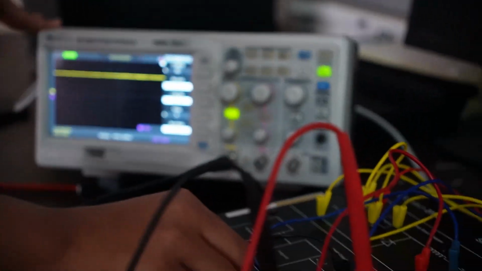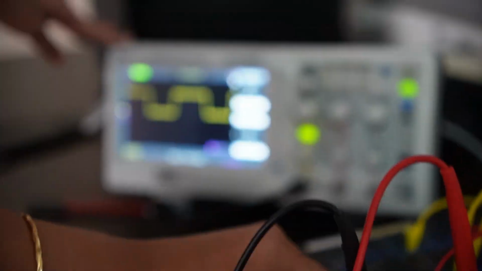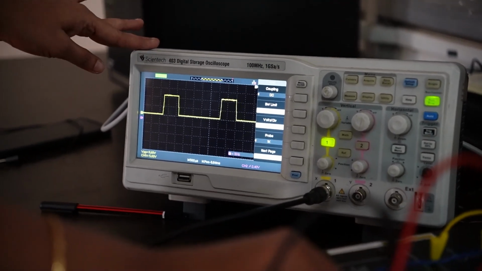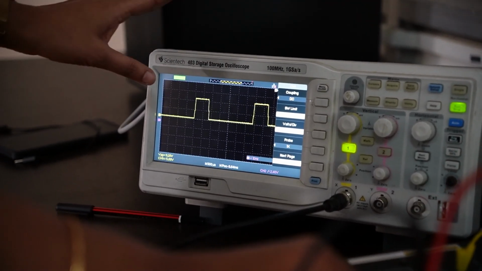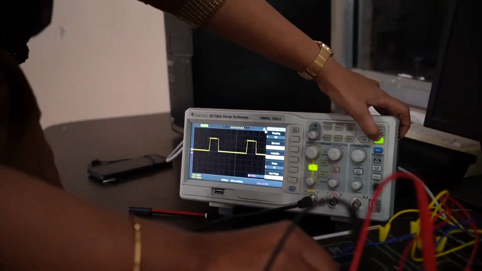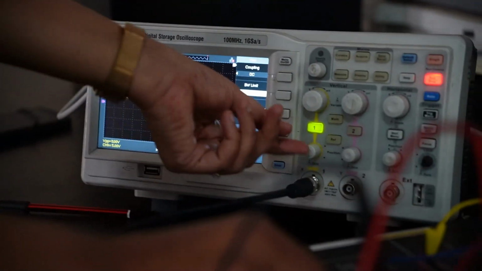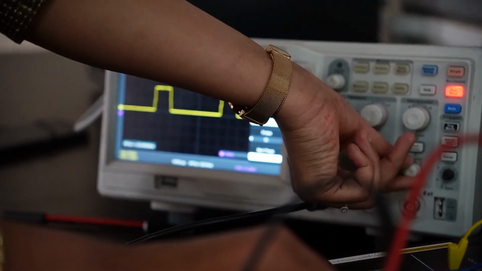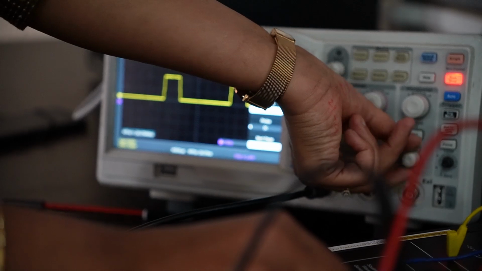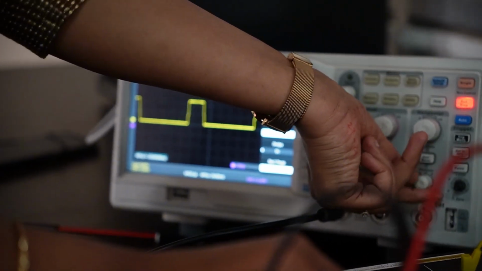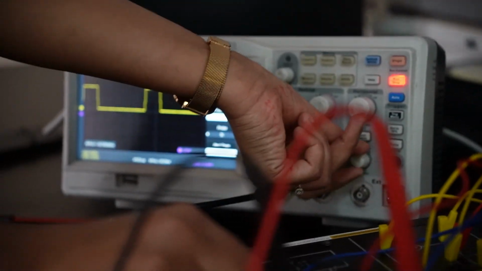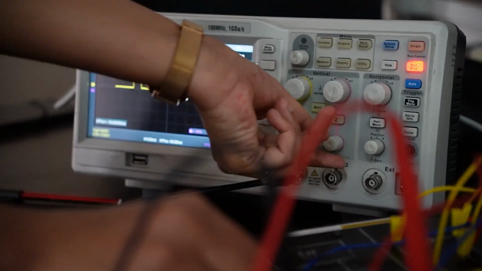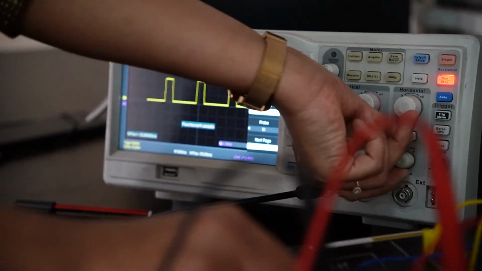So let's take the first reading. Let's consider I have set the T on time at some particular period of time. Let's stop the waveform and let's measure how much is the on period.